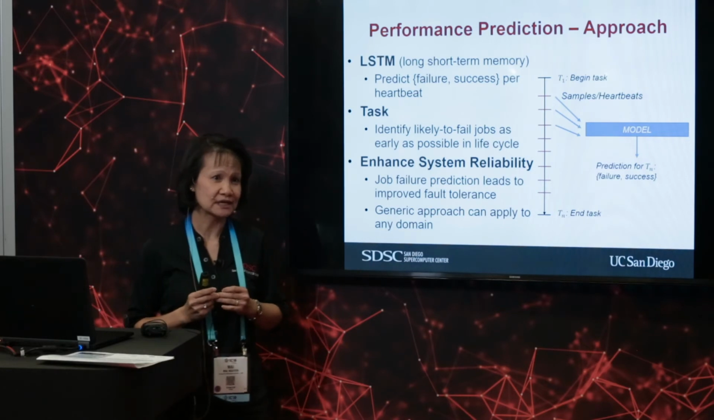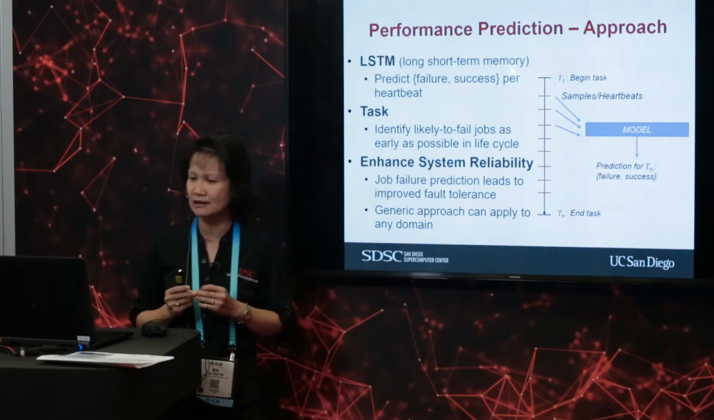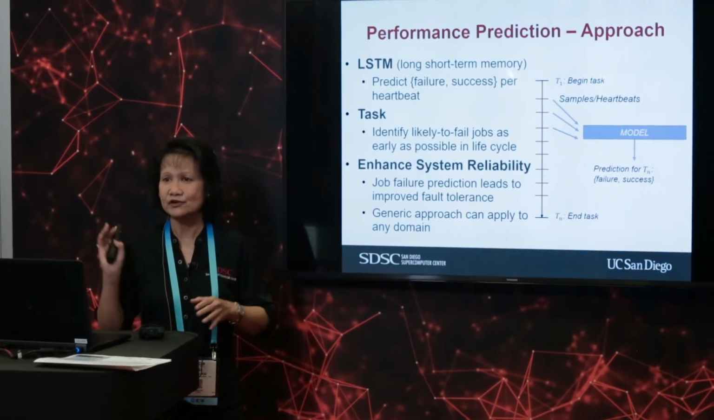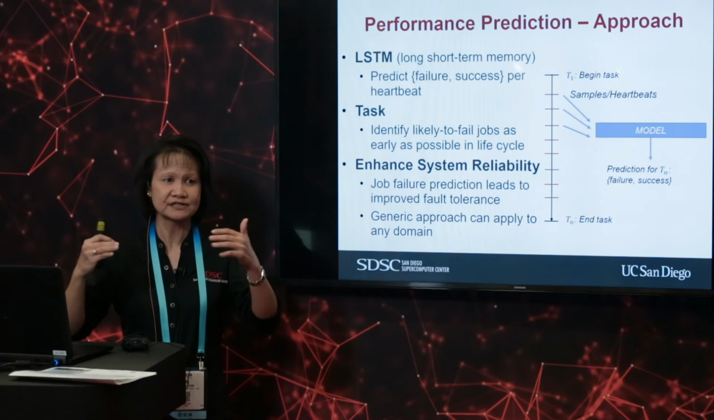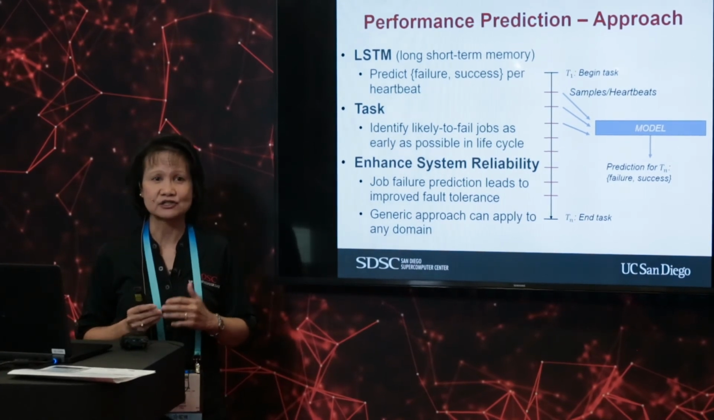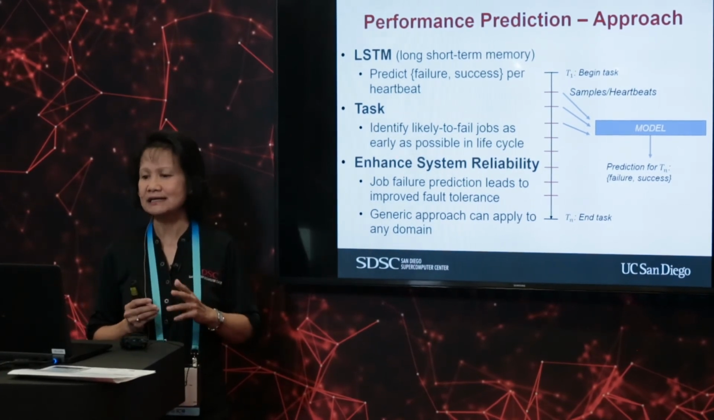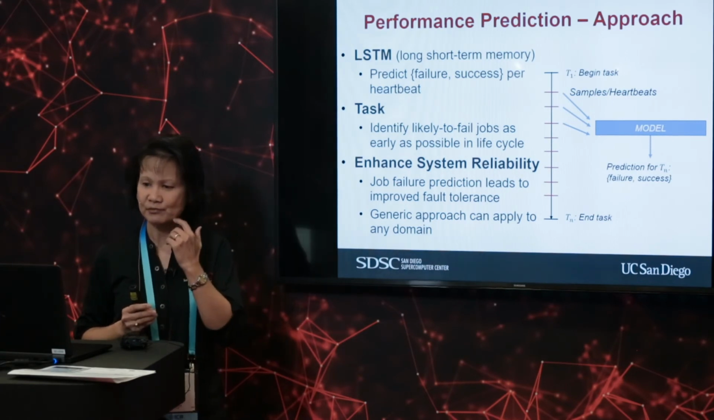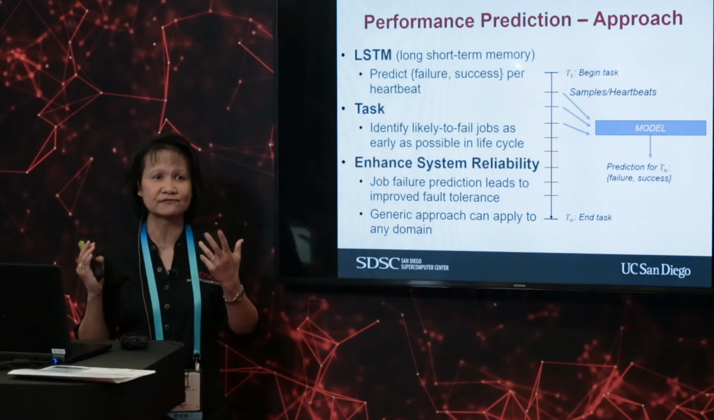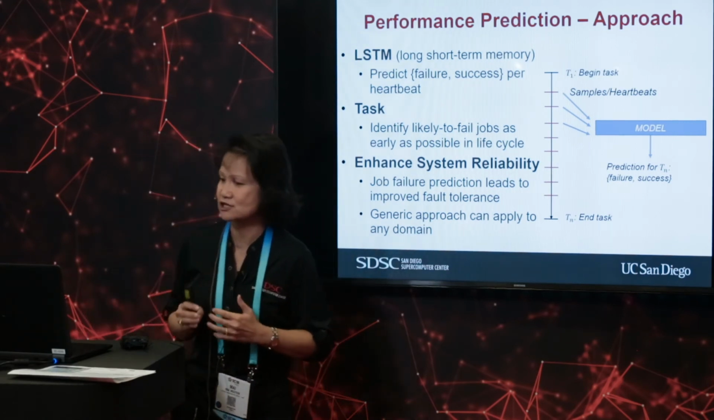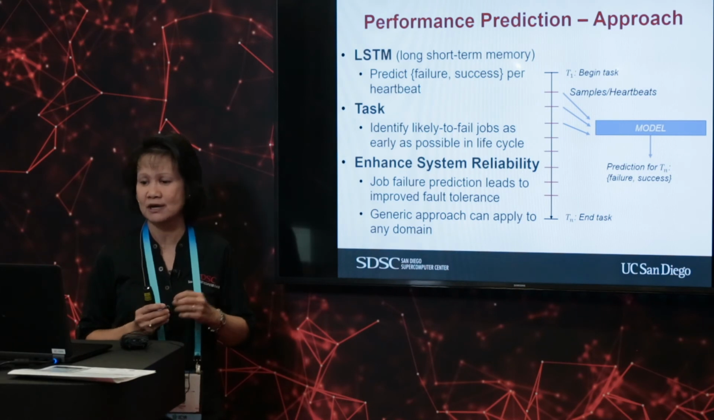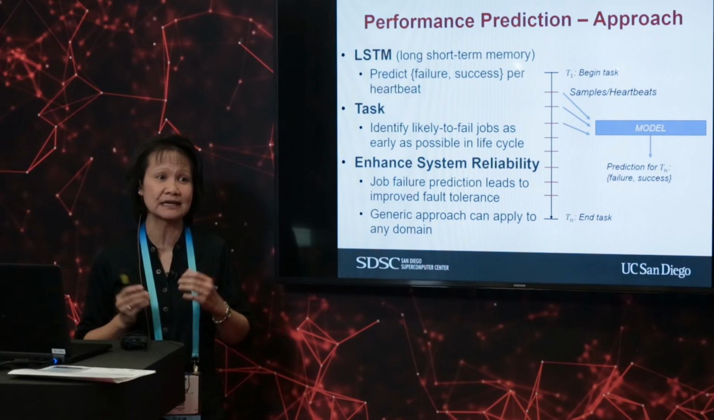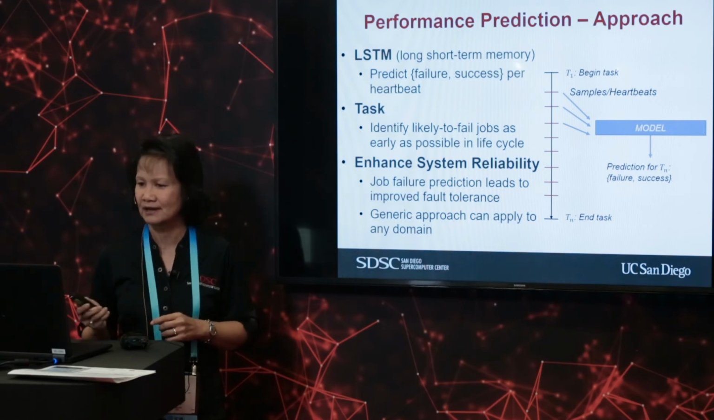The model that we used is a long short-term memory model. It's a recurrent neural network, and it is trained to predict failure and success for every heartbeat, every time step. The goal here is to train the network to identify these likely to fail jobs as early as possible in the job life cycle. And preliminary results show that we can get up to a 14% improved resource utilization with this approach. So job failure prediction leads to improved system reliability and enhanced system performance.